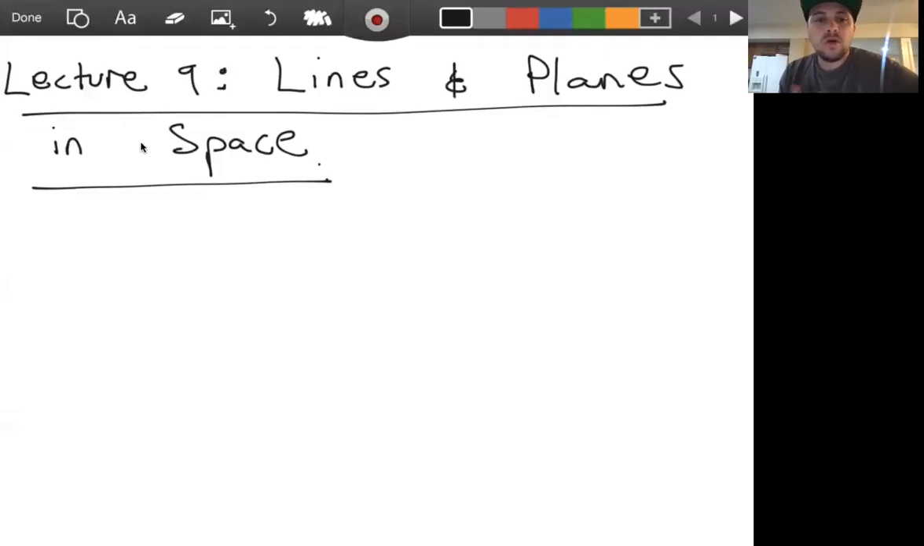Okay, hello everyone. What we're going to do now, now that we've seen how the dot product and the cross product behave, and we're starting to get more and more comfortable with vectors, we want to start extending this to getting a grip on understanding the algebra of geometric objects in three-dimensional space. So for example, we want to look at finding equations for lines and planes in three-dimensional space.